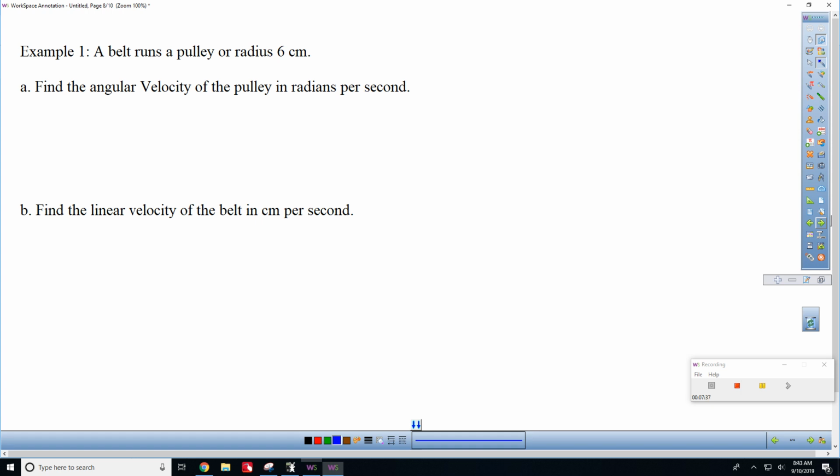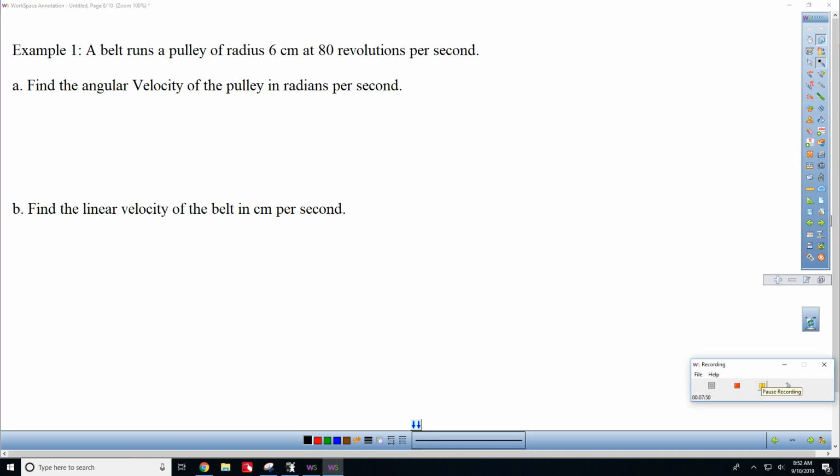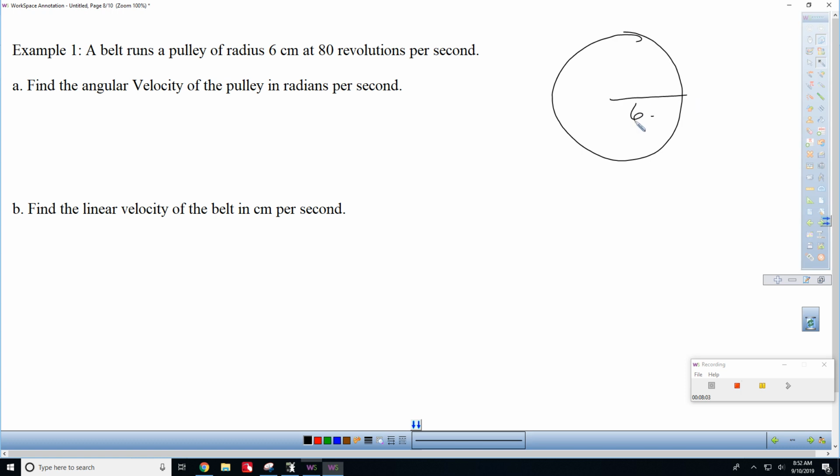A belt runs a pulley of radius 6 centimeters at 80 revolutions per second. So that means we got 6 centimeters, and for each second, this thing revolves 80 times. So it is spinning super fast, okay? Find the angular velocity in radians per second.